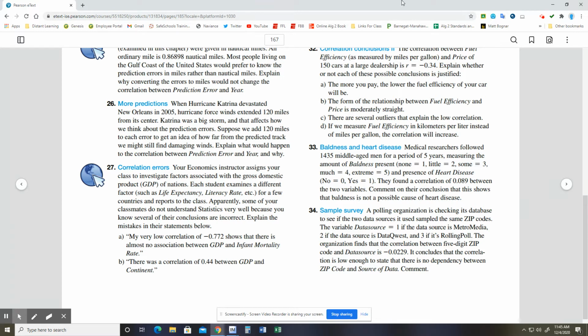Part B, there's a correlation of 0.44 between GDP and continent. That statement is completely off the wall crazy because continent is not a quantitative piece of data. Continent is categorical data. Thus, a correlation would not even be feasible for a problem like that.